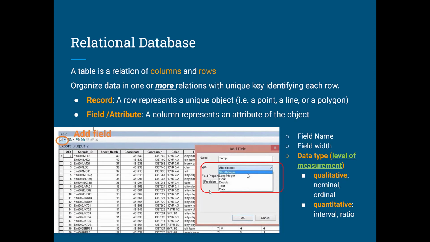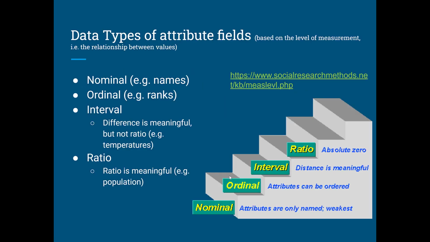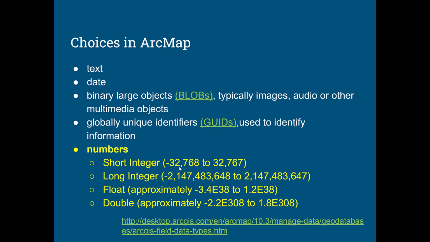The difference between short integer and long integer is just how many numbers you can store there. As you can see, short integer has a narrower range, but long integer has a wider range. This is storage in computer science, so you don't have to worry about too many details here. If your integers have a wide range, you use long, otherwise you use short. Same thing with float and double. Float will be less precise than double. Here we're talking about precision.